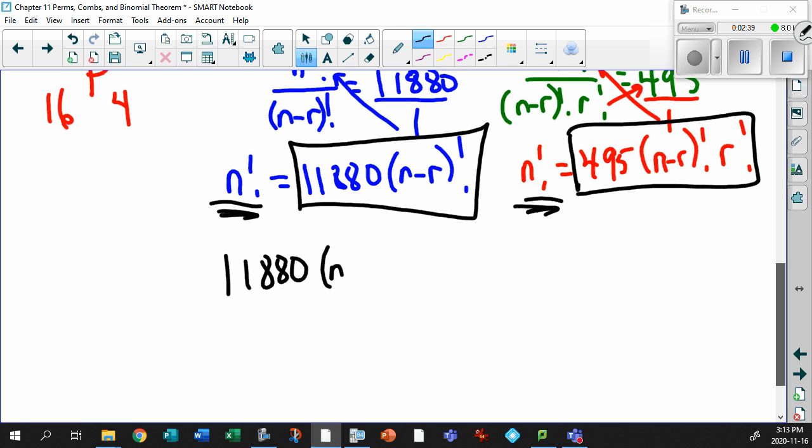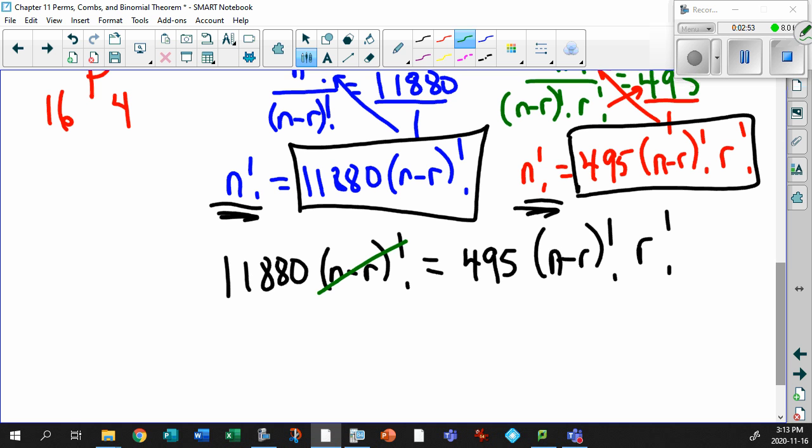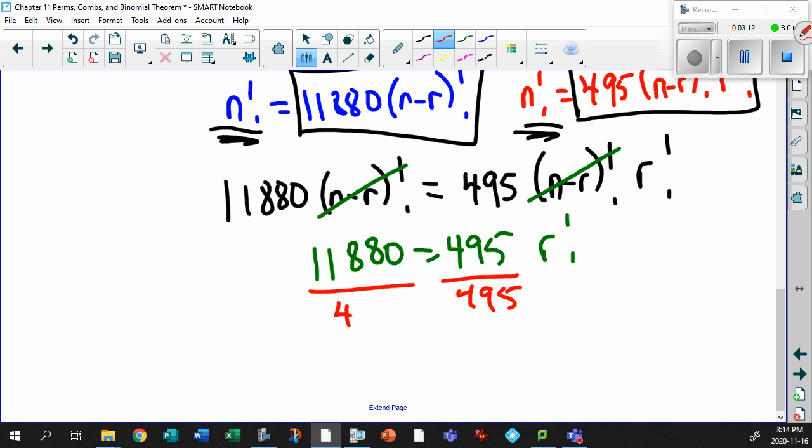11880 times n minus r factorial equals 495 times n minus r factorial. Look what cancels. Look. They cancel. They're gone, leaving you this mess: 11880 equals 495 times r factorial. This is a simple solve now. A very simple solve. Divide this by 495. Divide this by 495. When you get that, this works out to be 24. 24 equals r factorial.